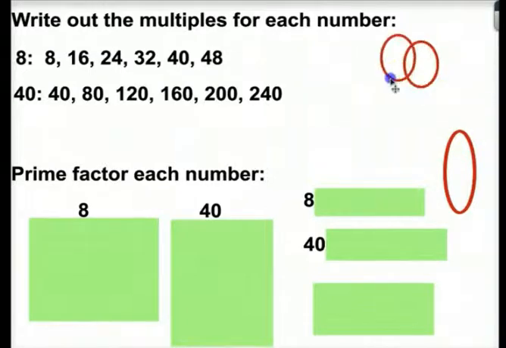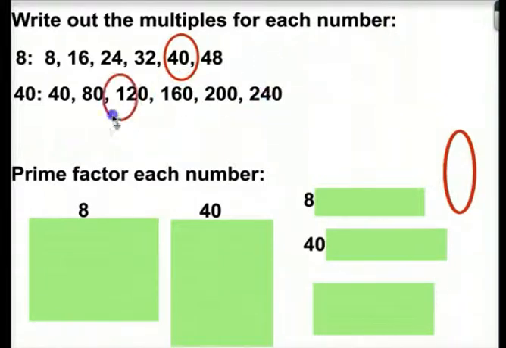So I'm going to use a red circle here for 40. And 40 times 1 is 40. So that is the least common multiple. Remember, least means the smallest. So 40 is the first, it's the smallest multiple that they share. They would share more, but we want the first one.